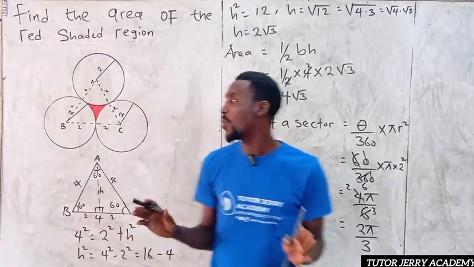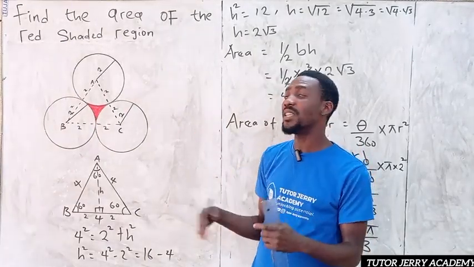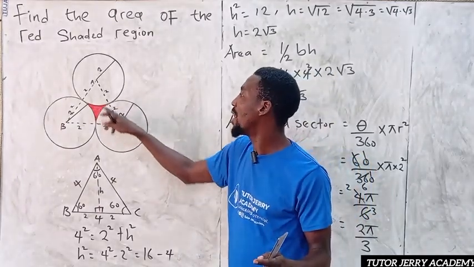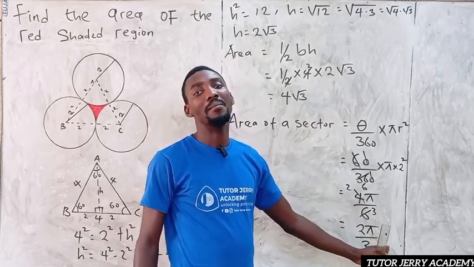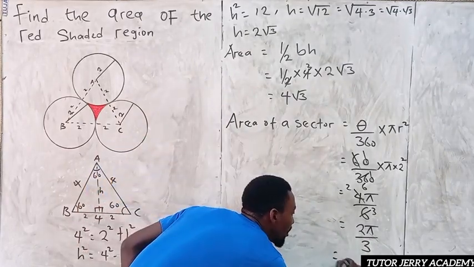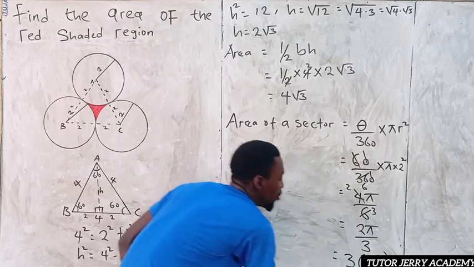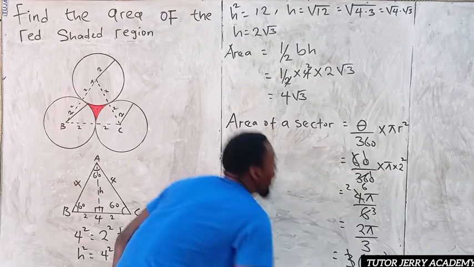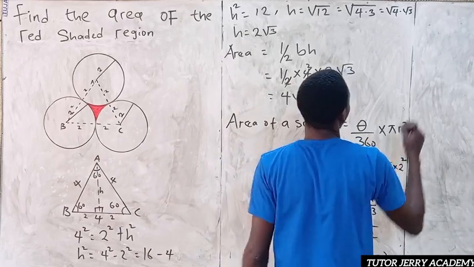Now, we have 3 sectors here. 1, 2, and 3. Because the circles are the same, it means the area of the sector 2 will be the same. So it means we have 3 sectors. 1, 2, 3. So for us to get the area of the total sector now, we are going to multiply by 3. Is that clear? So the area of the total sector now is going to be equal to 3 multiplied by 2 pi all over 3. So 3 will go with 3. Then the area of the total sector will be equal to just 2 pi. All right. So now the area of the red shaded region.